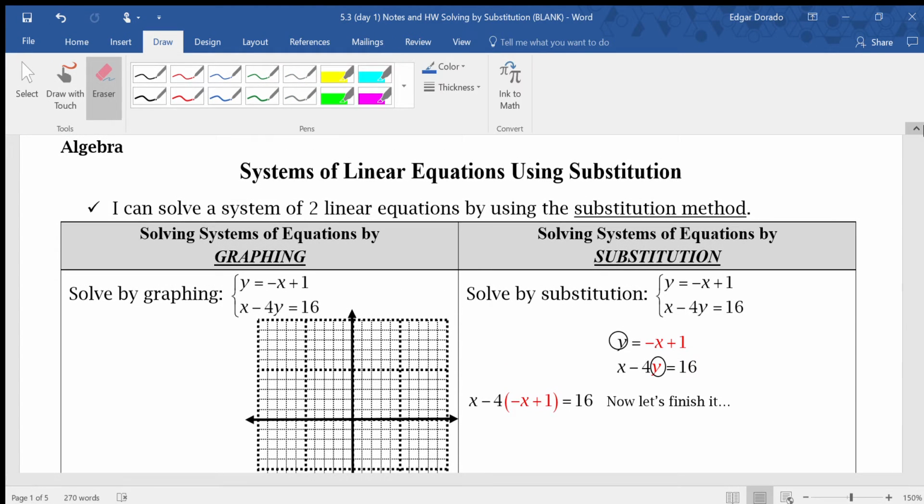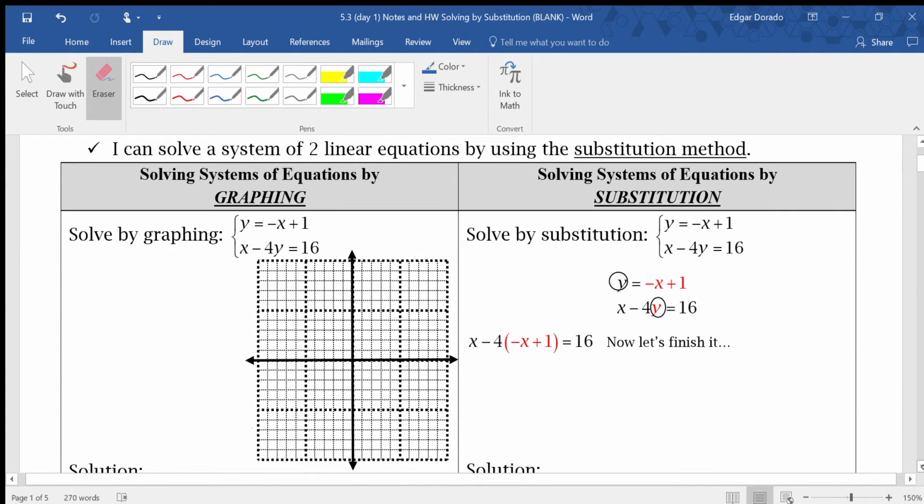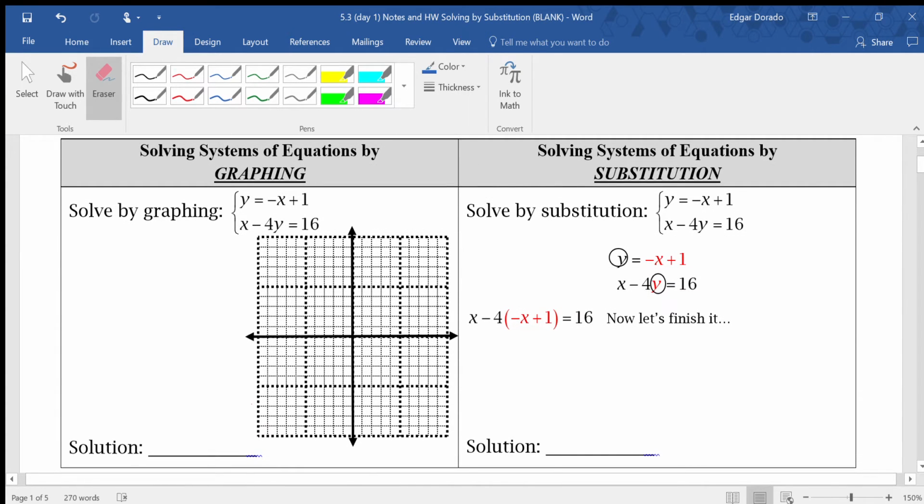Mr. Dorado here with another video on your chapter 5 unit. Okay, so we're still talking a little bit about systems of equations, and we're going to learn today a new method of solving these systems of equations. Previously we were talking about graphing. Now we're going to be learning a new method called substitution.